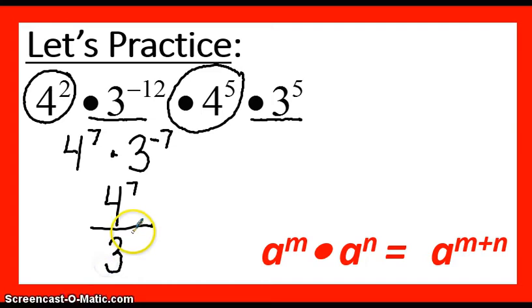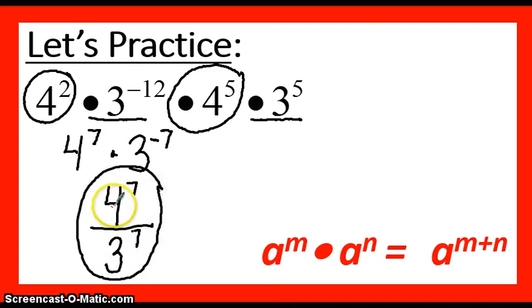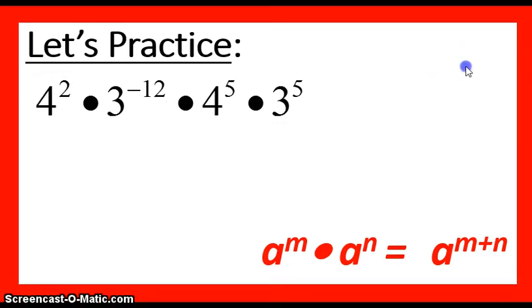So we'll have 3 to the 7th power. So this expression simplified is 4 to the 7th over 3 to the 7th. We combined two properties there.